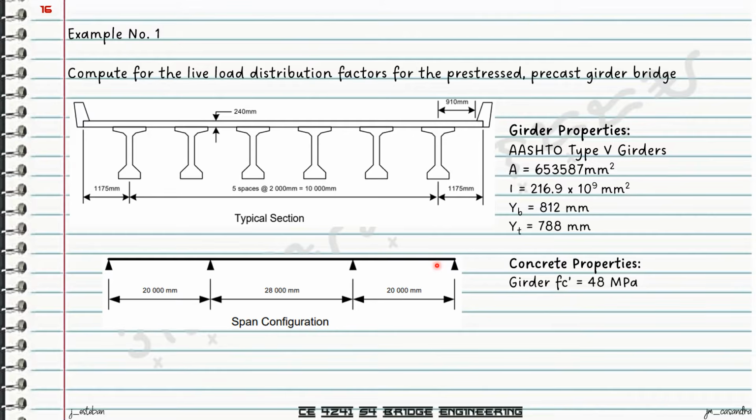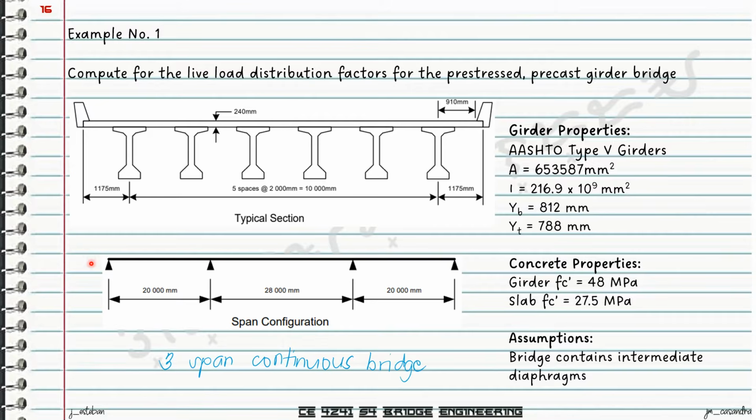We also have the concrete properties. The girder compression strength is equal to 48 megapascal, and the slab compression strength is at 27.5 megapascal. So assumptions will be that the bridge would contain intermediate diaphragms. From our given sections, we can see that this is a 3-span continuous bridge, since there are supports between our end supports.